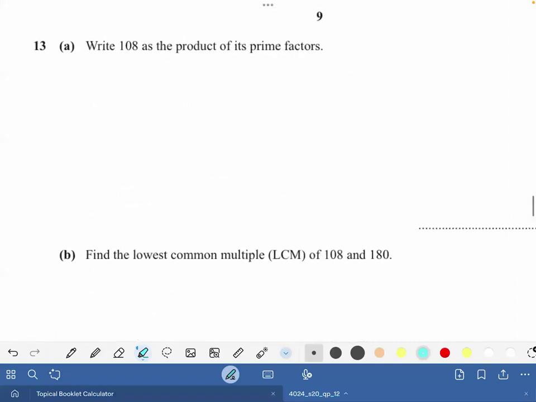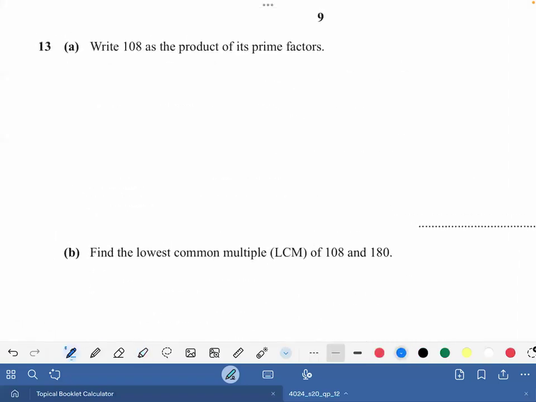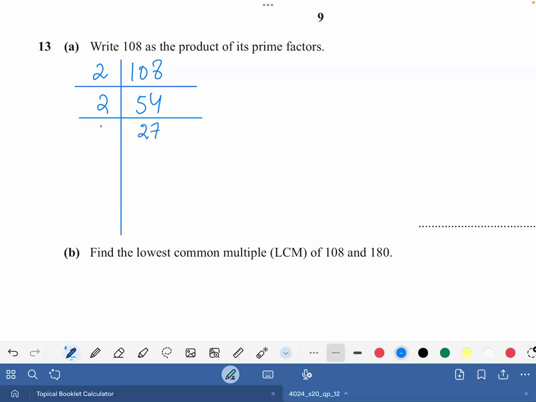Question 13. Write 108 as a product of its prime factors. So let's do that. So start from table 2, because we are allowed to use only prime numbers on the left side. So start from the smallest, and 108 is an even number. So 54. Use table 2 once again. It is 54, half is 27. Use table 3 now, because 2 plus 7 is 9. So 3 nines are 27. Okay, 3 threes are 9, and 3 ones are 3.